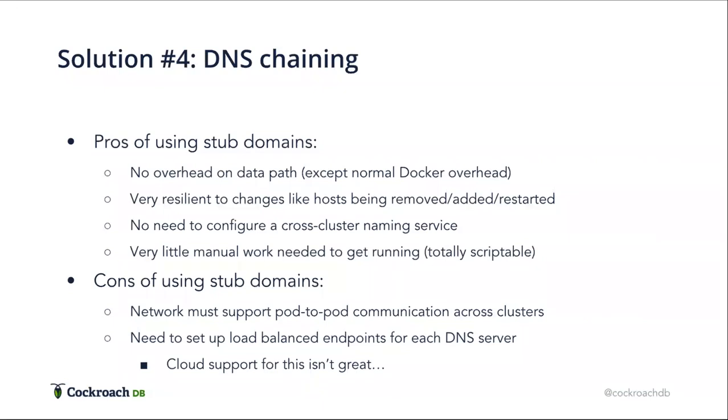We have a script in the CockroachDB GitHub repository that you can just fill in a couple parameters around where your clusters are running and what their kubeconfig names are. Then you can just hit run on the script, and in a couple minutes you'll have a running multi-region Cockroach cluster. However, you need to have pod-to-pod communication across clusters for this to work, and you need to set up some way for the DNS server in one cluster to reliably reach the DNS server in another.